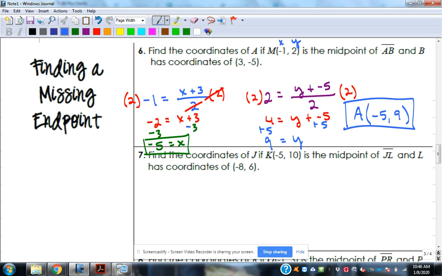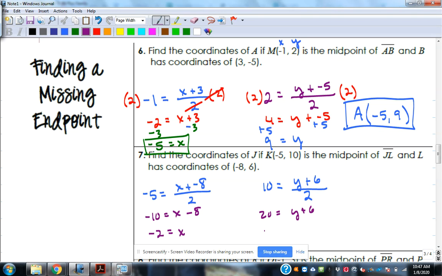So find the coordinates of J if K is the midpoint of some segment JL, where L has these coordinates -8, 6. So we know the midpoint. So we're going to set up -5 is equal to x plus -8 over 2. And the other equation is 10 equals y plus 6 over 2. And we're going to solve those two equations. So -10 equals x minus 8. That'd be -2. 20 equals y plus 6. So that'd be 14. So point J is at -2, 14.